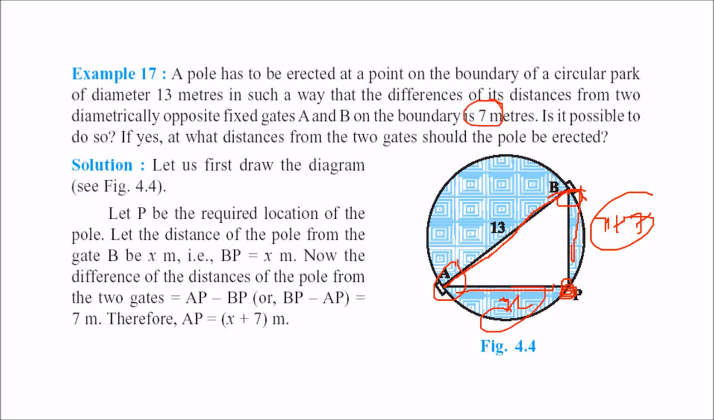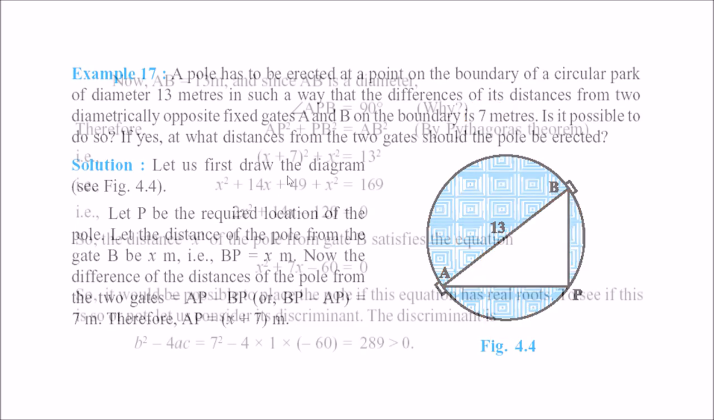So first of all we have to find out if it is possible to do so. If it is possible, then at what distance from the two gates should the pole be erected? Now this is x and the difference of these two distances has to be 7. So we have taken x as this distance, x plus 7 is this distance. And we know in a circle, if this is a diameter, any angle subtended by the diameter is 90 degrees. So we will use Pythagoras theorem.